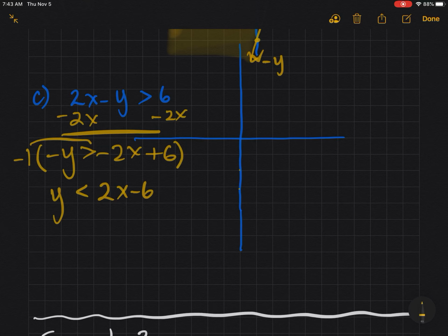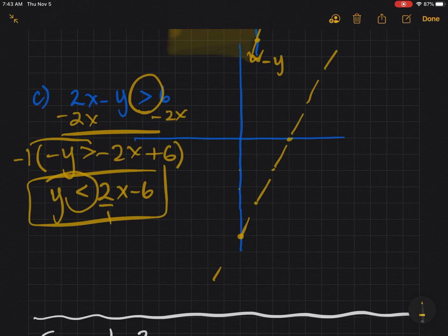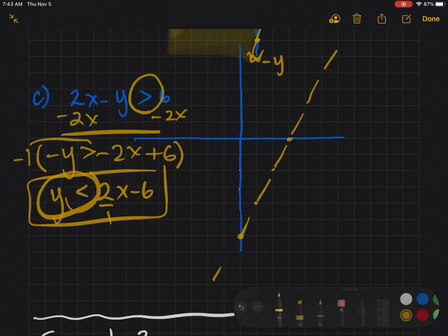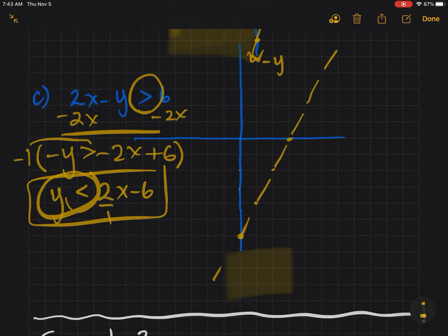So now I can go to negative 6. 1, 2, 3, 4, 5, 6. Slope is 2, up 2 over 1. And now is it going to be solid or dotted? It's not equal. Therefore, I want a dotted line. Dotted, not solid. And now am I shading above or below? I want to look here. And it says y is less than the line. That means shade below the line.